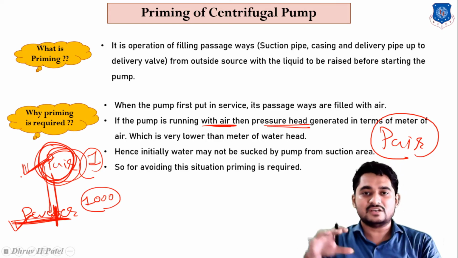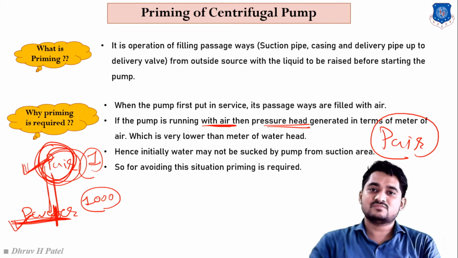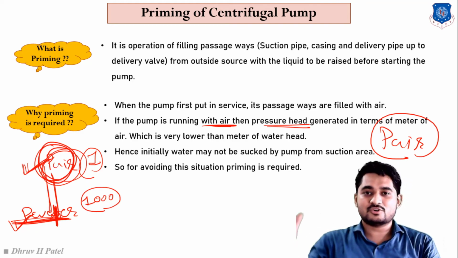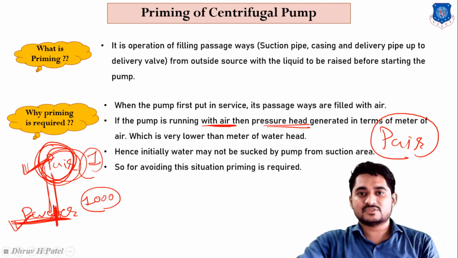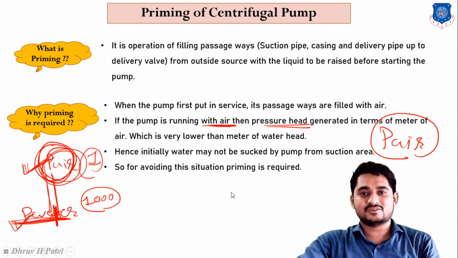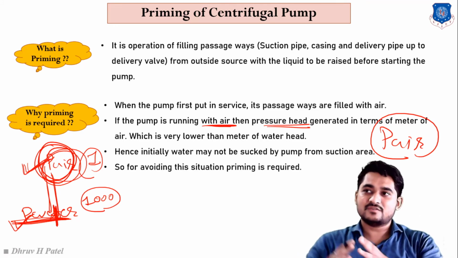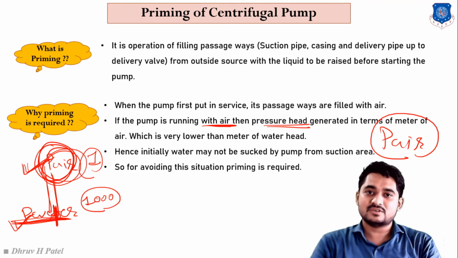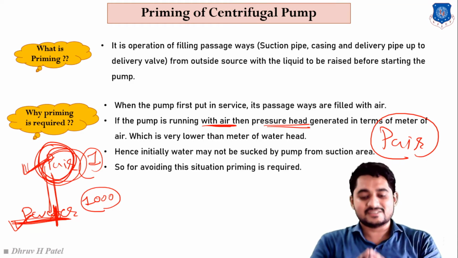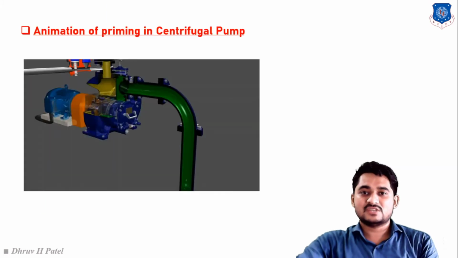So we have to fill all the pump with water initially before starting the pump process, that is known as the priming process, right? Hence the initial water may not be sucked by the pump from the suction area. So for avoiding this situation, priming is required. Clear students? So whenever we are going to start any type of pump, we have to fill water inside the suction, delivery side as well as casing, that is known as the priming process, right?